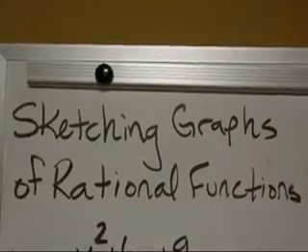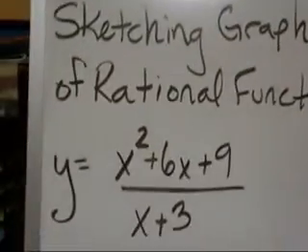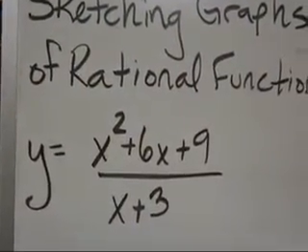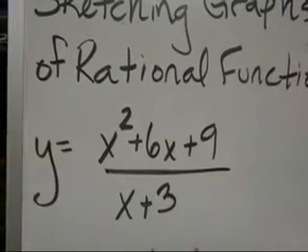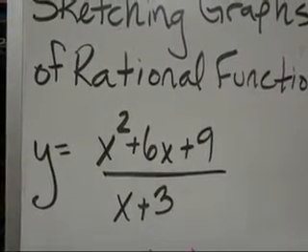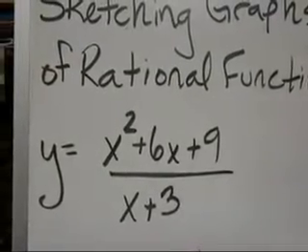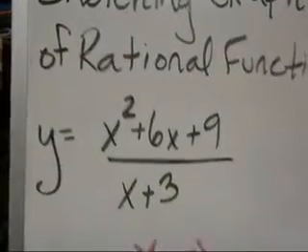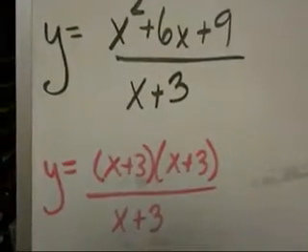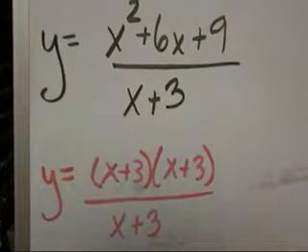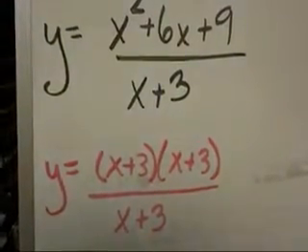Sketching graphs of rational functions. The first thing you do is look at your function and ask yourself if it factors easily. If it does, solving by factoring is the simplest way. I notice that the top here is a perfect square trinomial, so this factors into y equals x plus 3 over the denominator, x plus 3.